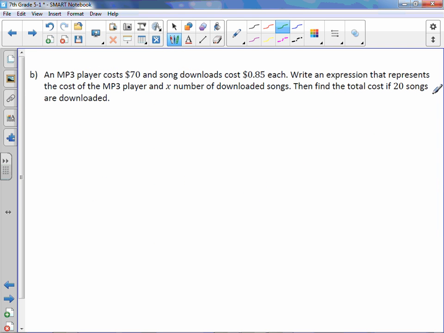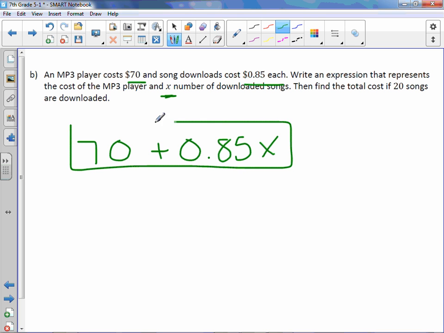An MP3 player costs $70 and song downloads cost 85 cents each. Write an expression that represents the cost of an MP3 player and X number of downloaded songs. Then find the total cost if 20 songs are downloaded. Now this time it gives us the variable as X, so we don't need to define it or write a let statement. So the MP3 player costs $70 plus 85 cents each song. So 85 cents times however many songs. This would be the expression.